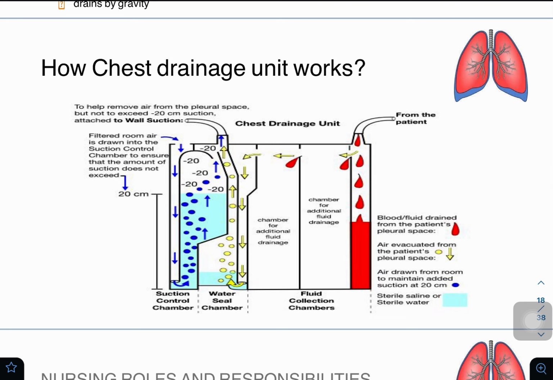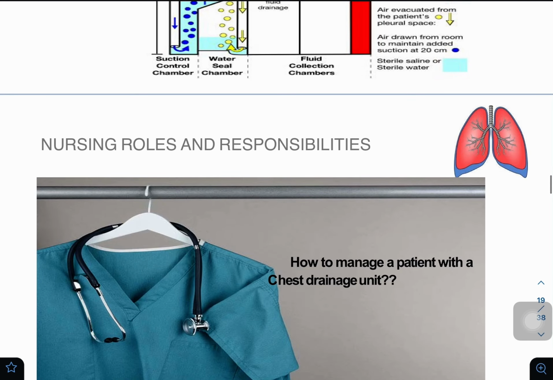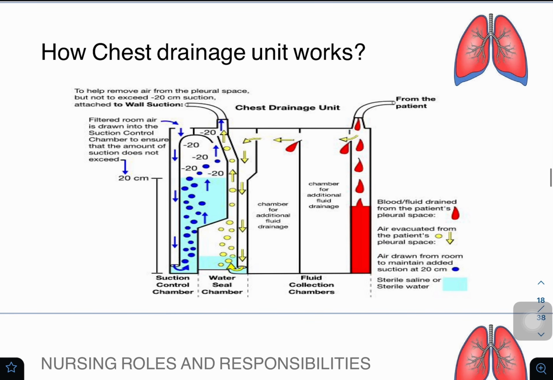This is another diagram of how chest drain units work. From the patient, fluid is coming. It could be air, fluid, anything coming, and this is draining, and the air is passing to the water seal chamber, and from here we can apply the suction control chamber.